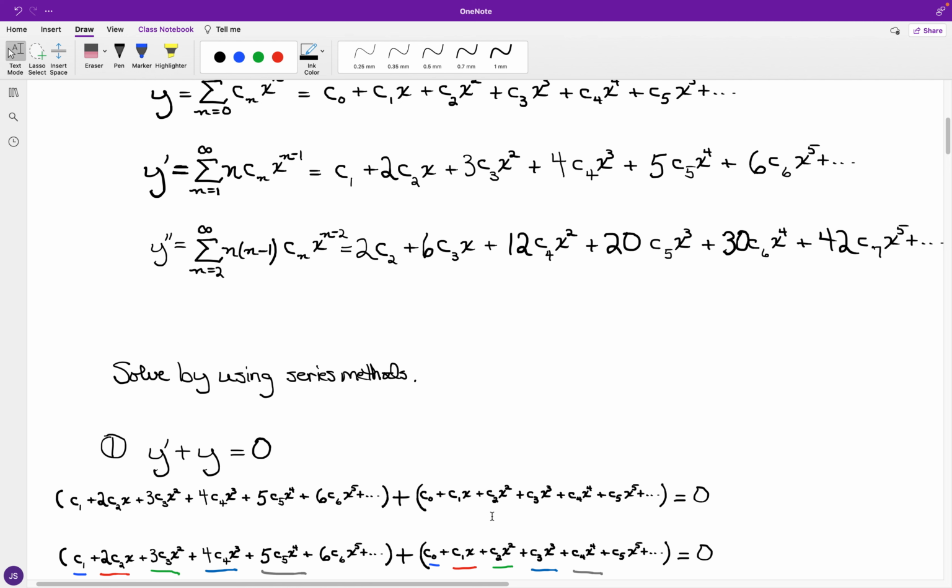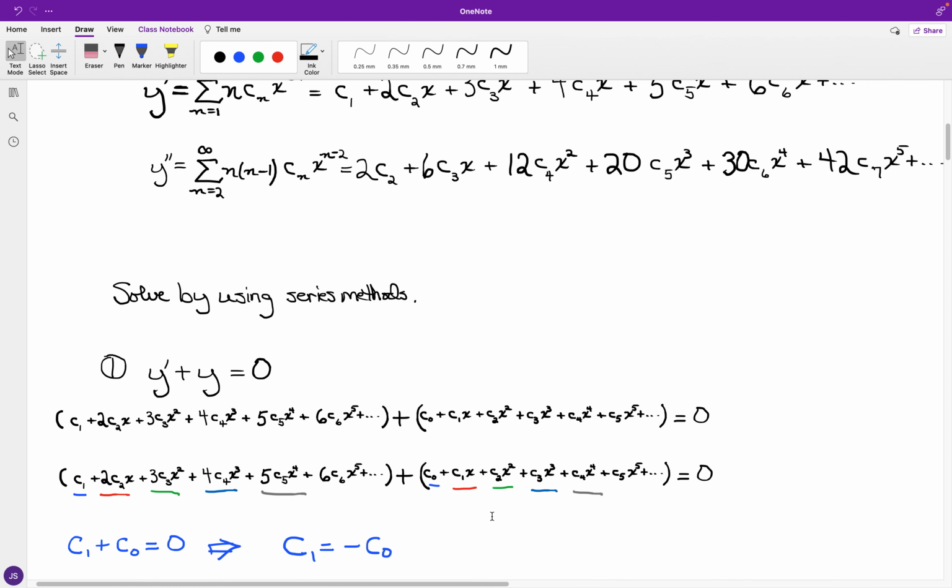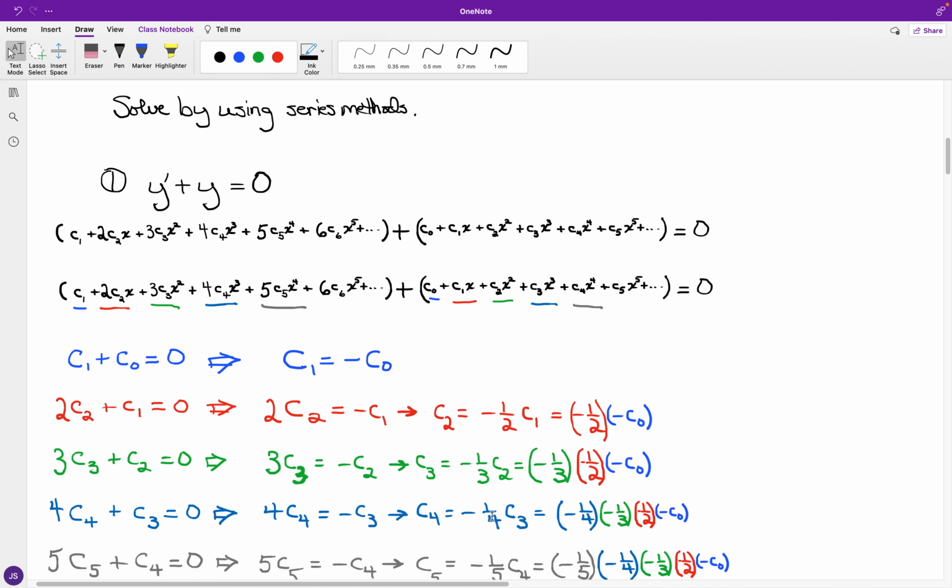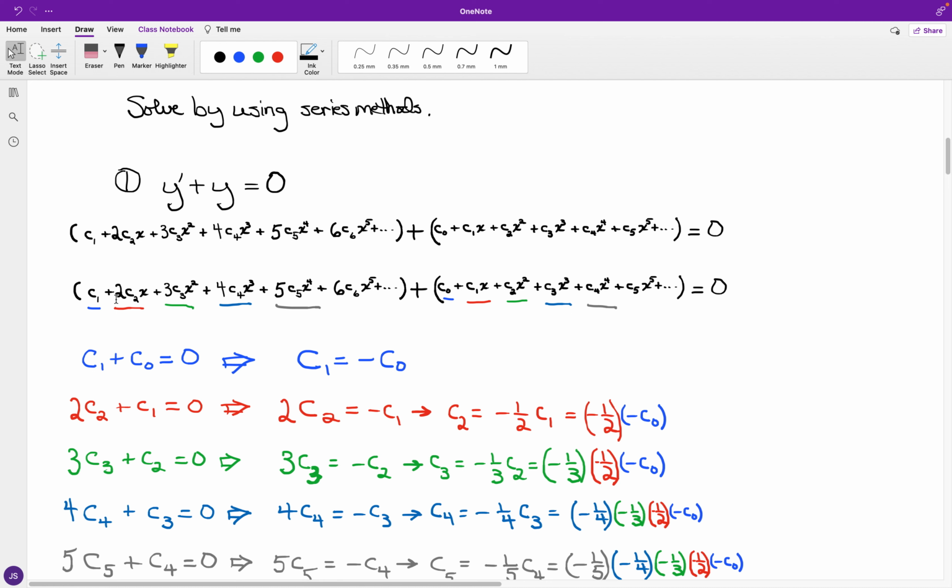x, and so on. And looking at mapping together the terms that have the same degree in x, notice from y prime we have the constant c sub 1. From y, we have c naught. And if we pair these up, you have c sub 1 plus c sub 0 is equal to 0.